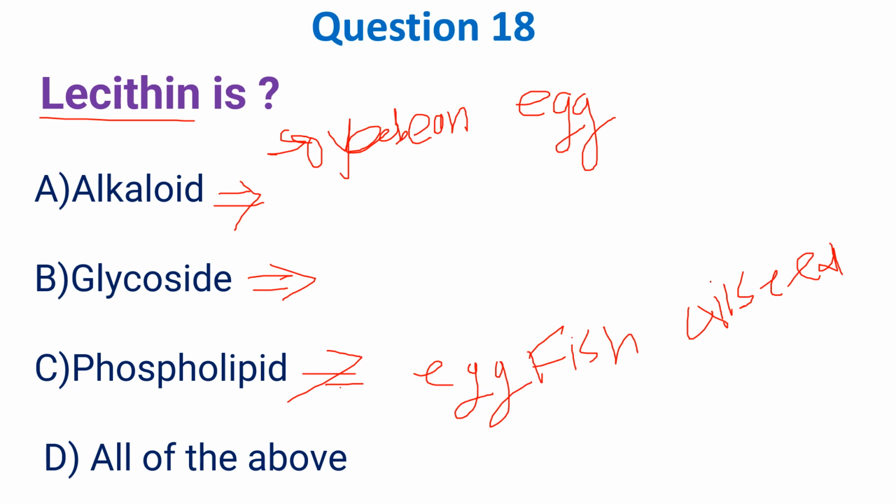Lecithin is a mixture of phospholipids found mainly in egg yolk, soybean, and glycine. Lecithin is a complex mixture of phospholipid, glycolipid, carbohydrate, and triglyceride. So the answer to this question is C. Phospholipid. Lecithin is present in phospholipid.